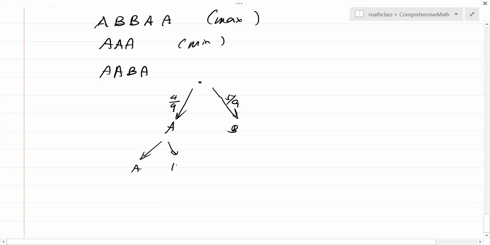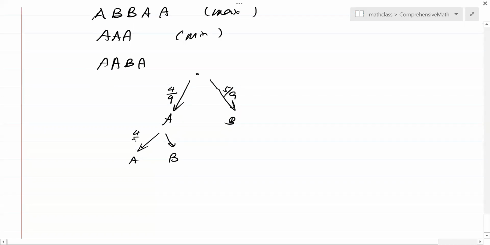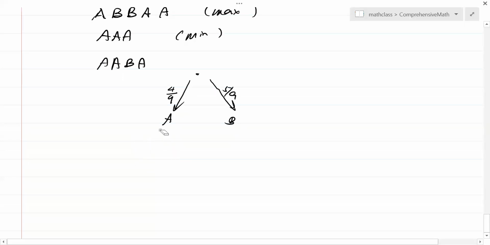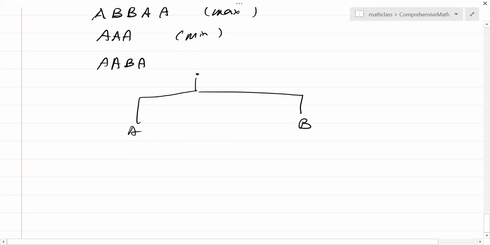So maybe you get A, then you get B. So this is also 4/9. I have to make the space large because there are too many layers, so I'm going to draw it with more space. So that is A, that's B, 4/9, 5/9.